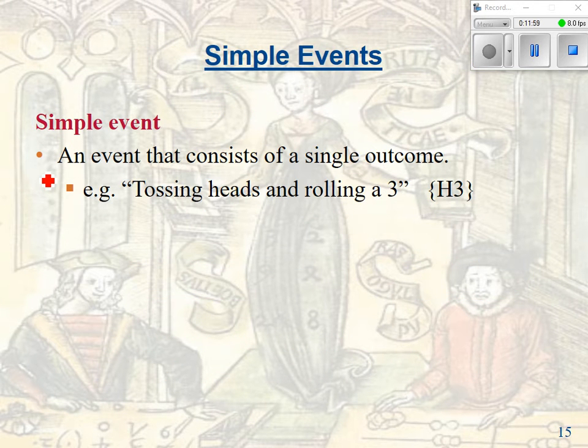Simple event. This is about where we left off. An event that consists of a single outcome. You have to be careful because it says one outcome. It doesn't just mean a head. It means one outcome for the whole experiment, whatever we're doing. So we flipped a coin, we rolled the die. So H3 is a simple event. T5, like we just had on the last one, that's a simple event.